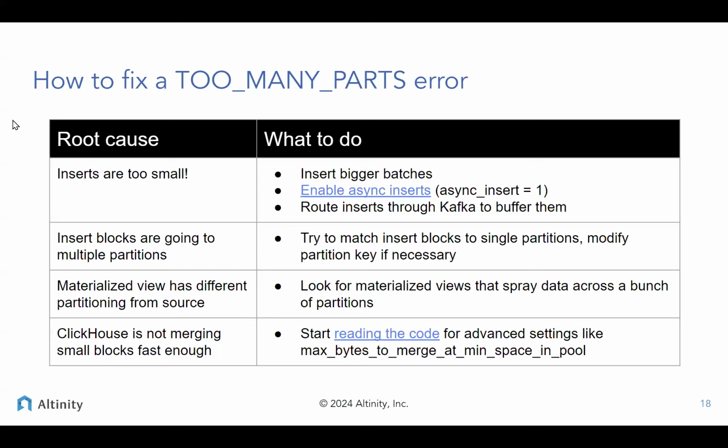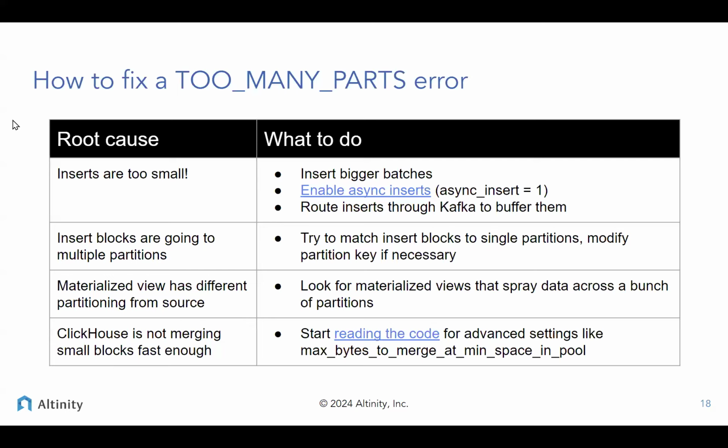The thing is that if there's a mismatch between the inserts, the insert may come in and it may be 100,000 rows, which is a good size of insert. But if it doesn't match the partition key, you could actually spray this out over a bunch of partitions and create, say, 100 different parts, because they're going to be created in each of the partitions. This is going to create a lot of parts, and that's another way that you can hit this error.